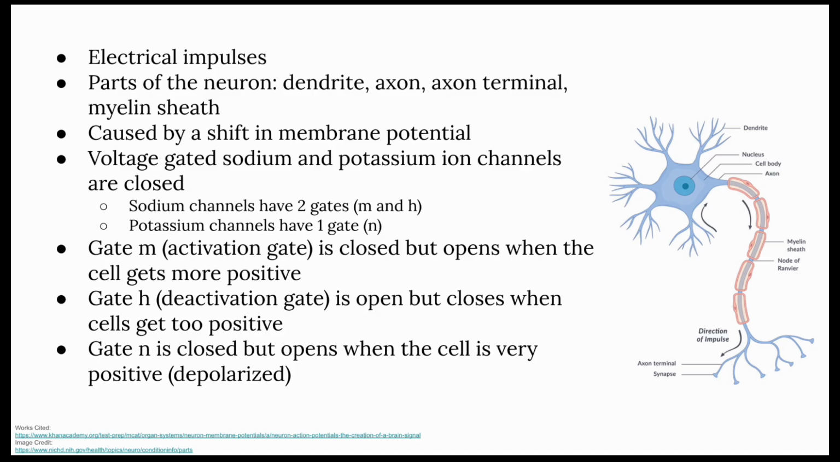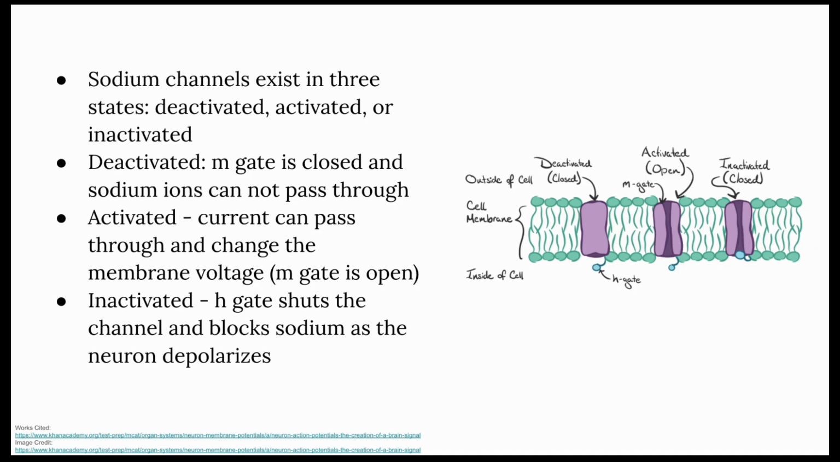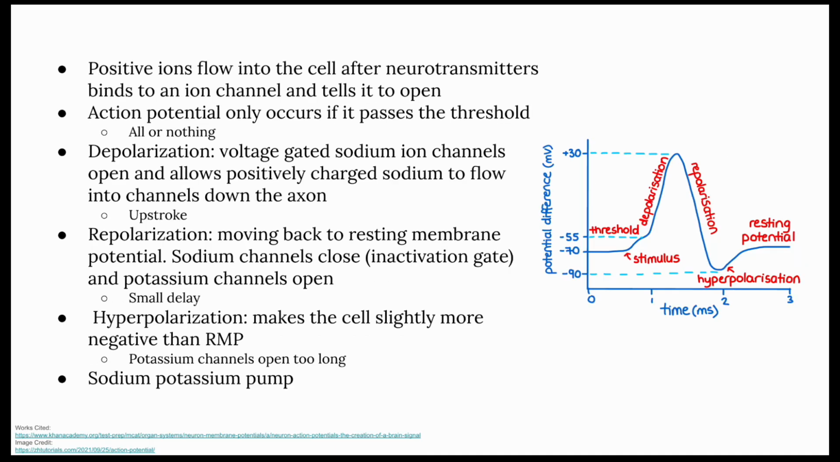More detail about sodium channels. Sodium channels exist in three states: deactivated, activated, or inactivated. When the sodium channel is deactivated, the M gate is closed and sodium ions cannot pass through to either side. When the sodium channel is in the activated state, current can pass through and change the membrane voltage, and this also means that the M gate is open. When the sodium channel is in the inactivated state, the H gates shut the channel and block sodium as the neuron depolarizes, or the inside of the cell gets more positive.